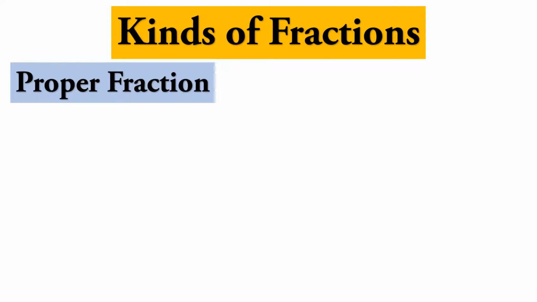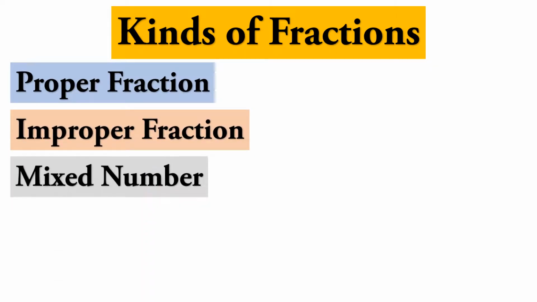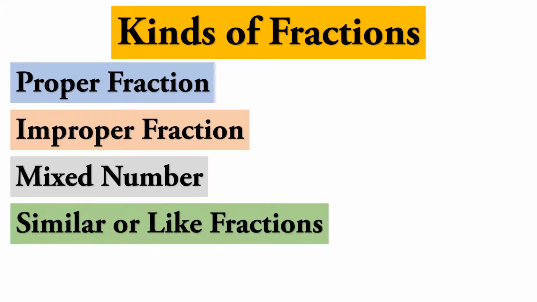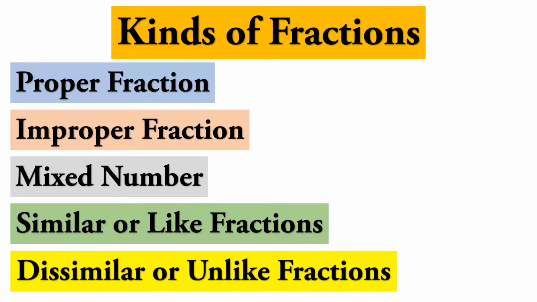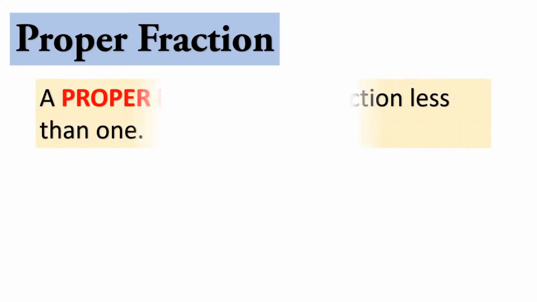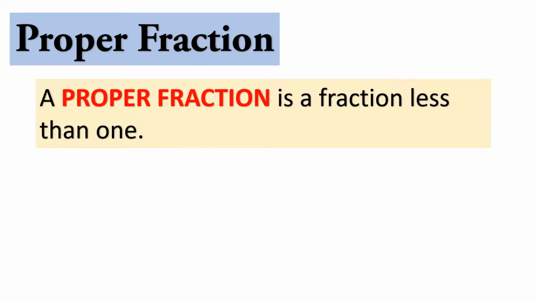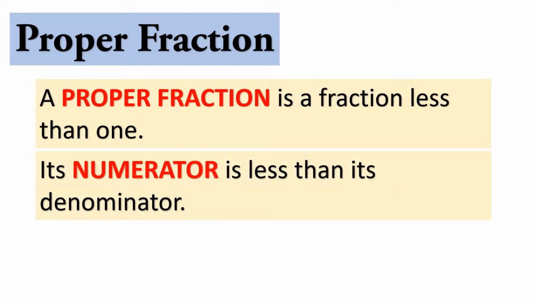Kinds of fractions: proper fraction, improper fraction, mixed number, similar or like fractions, dissimilar or unlike fractions. What is a proper fraction? A proper fraction is a fraction less than 1. Its numerator is less than its denominator. Let us have some examples of proper fraction.